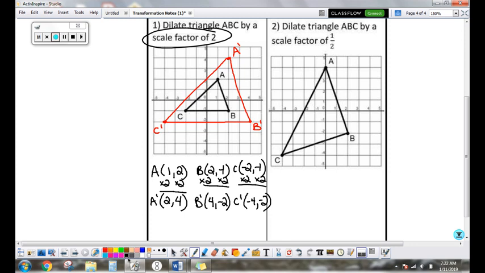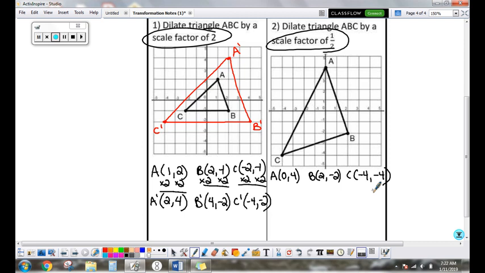Alright, so that is how you dilate by a scale factor of 2. You also will see scale factors of less than 1. So for number 2, we're going to dilate by a scale factor of 1/2. So scale factor again means we're multiplying, so we're just taking the ordered pairs and multiplying each value by 1/2. So our A is at 0, 4. Our B is at 2, -2. And our C is at -4, -4.